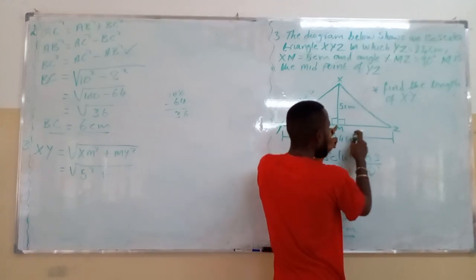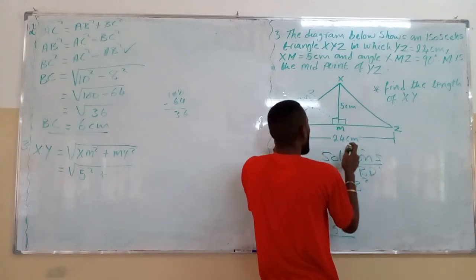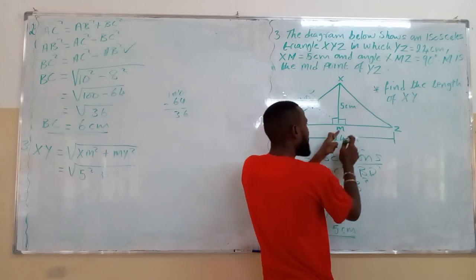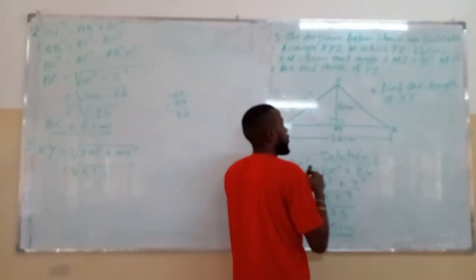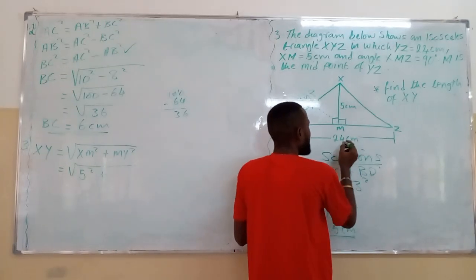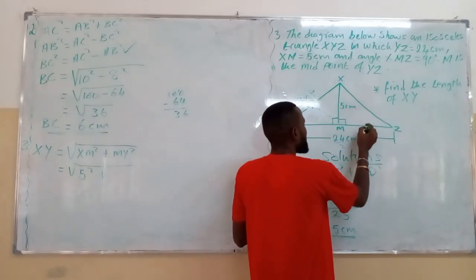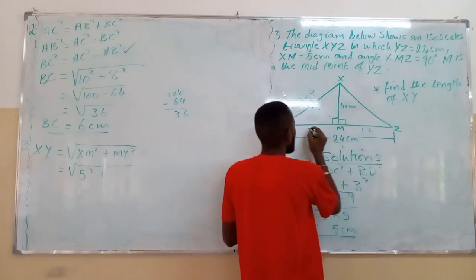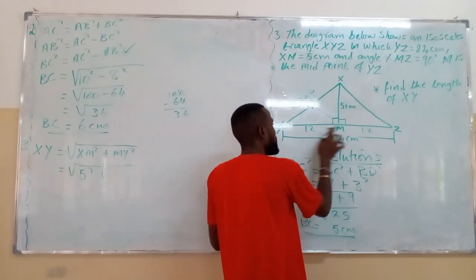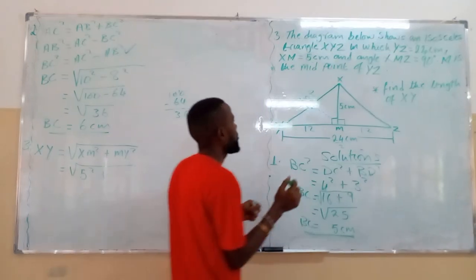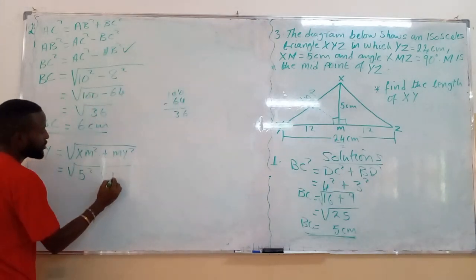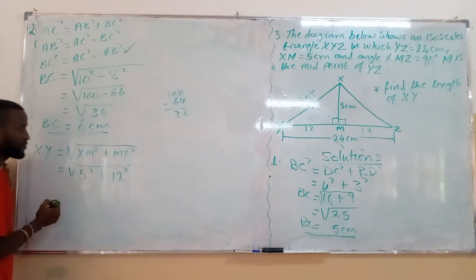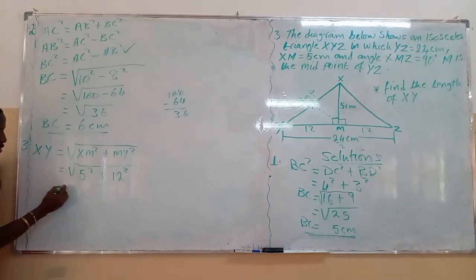Now, the distance from Y to Z is 24. What about M to Z? If I add this distance plus this distance, I should get 24. So what is this distance? I'm going to divide 24 by 2 to get this one, which is 12. And this one is also 12. So 12 plus 12, I get 24. So MY is going to be 12 squared. We have figured it out.